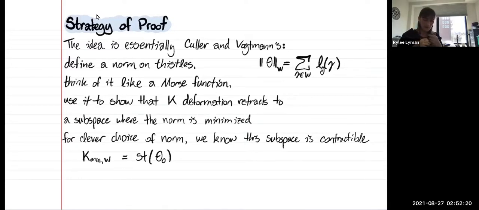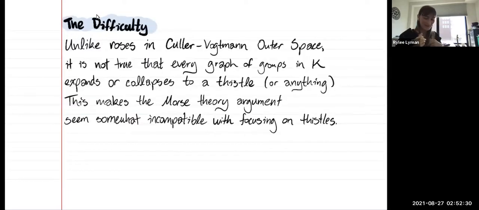Great, so that's the strategy of the proof. I want to tell you the monster that I'm grappling with in the next couple of weeks, keeping with our theme. The difficulty is roses in Culler-Vogtmann's outer space.